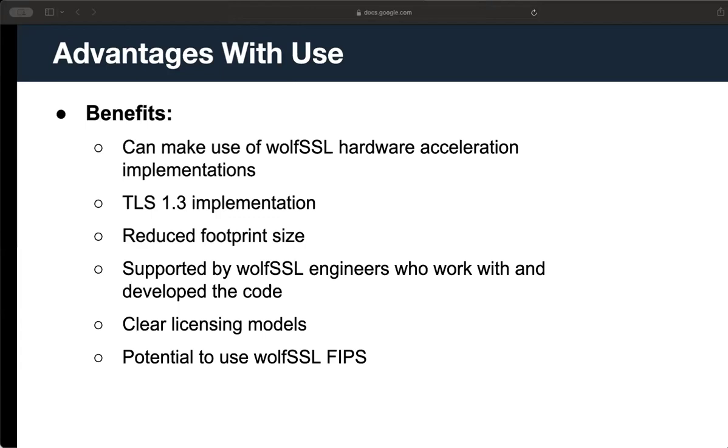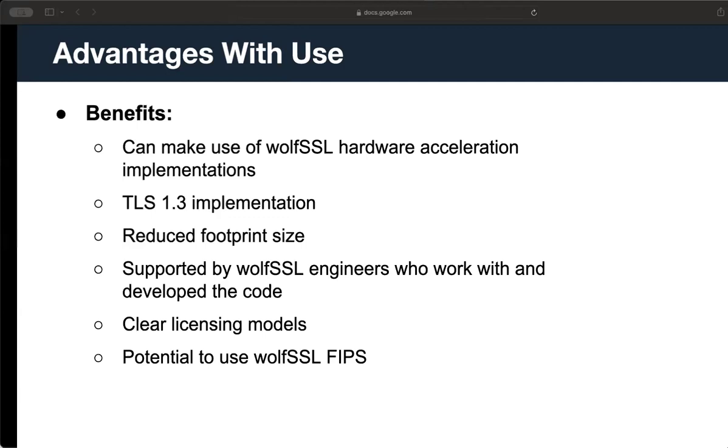That also allows for making use of TLS 1.3 implementations. So if you're stuck on an older version of OpenSSL that doesn't have a TLS 1.3 implementation, you can switch over to making use of wolfSSL's compatibility layer, which would then allow for using TLS 1.3 implementations on an application that was written for an older OpenSSL version.